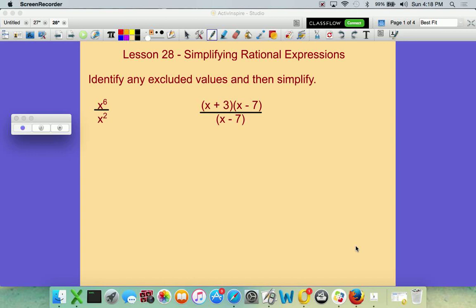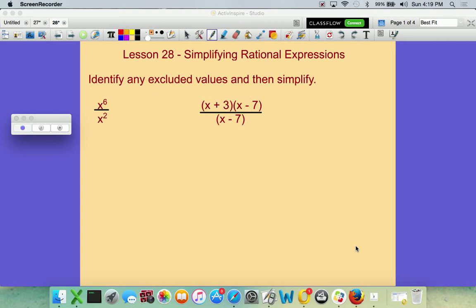Lesson 28 is simplifying rational expressions. Every single time we're going to have an expression, most of the time on the top and on the bottom. We need to be able to simplify these down to make things easier on us, whether it is graphing it, or later on finding limits. You can always simplify fractions, and most of the time it'll help you do what you need to do here.